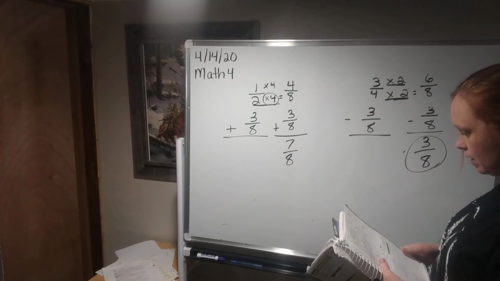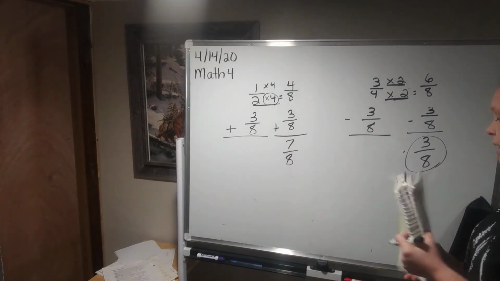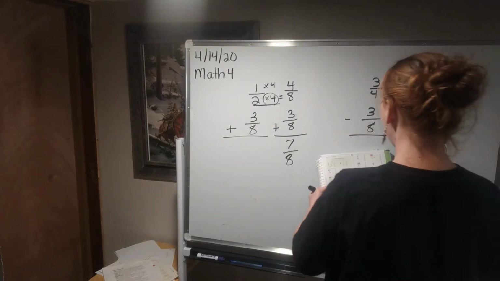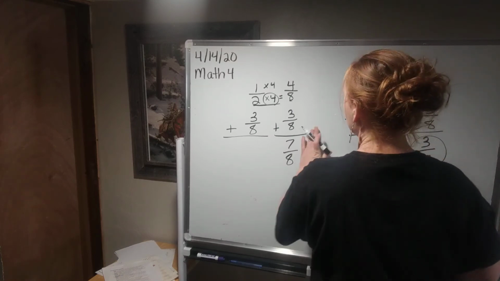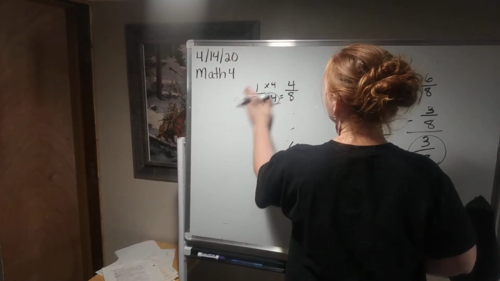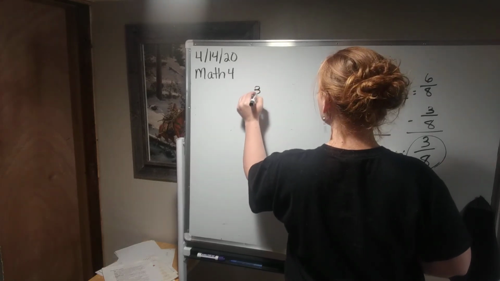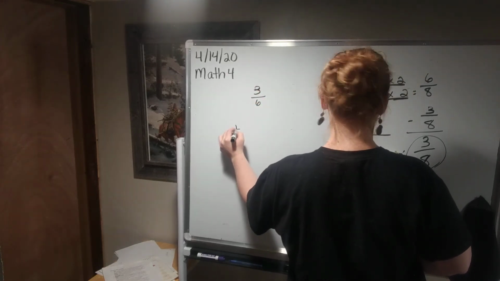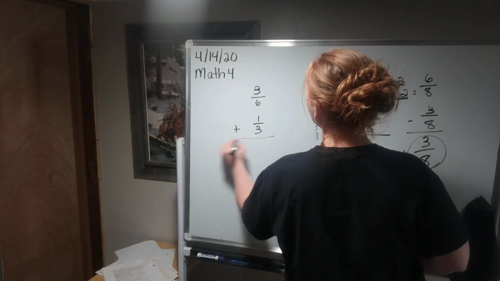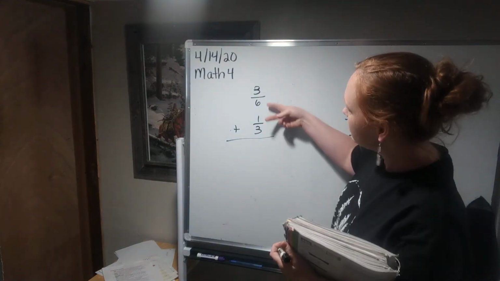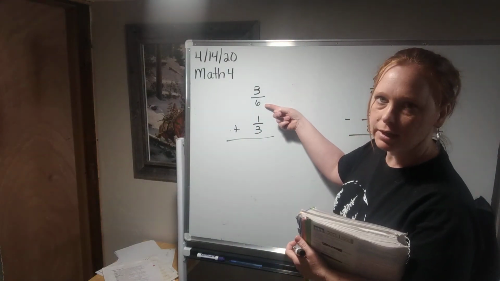Let's see. That should set you up. I'm going to do number 1 on the back page as another example. I just want to do one more with you. It says 3/6 plus 1/3. Well, in this case, notice that 6 is the bigger denominator here.